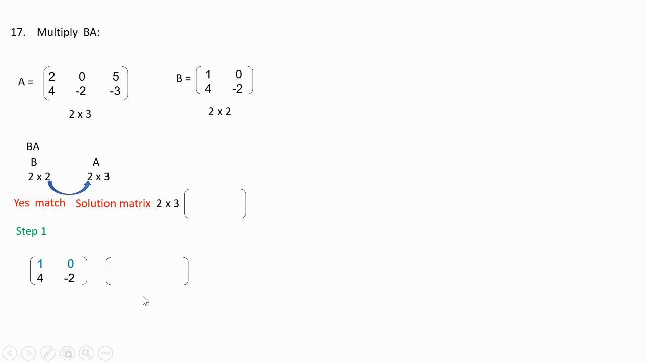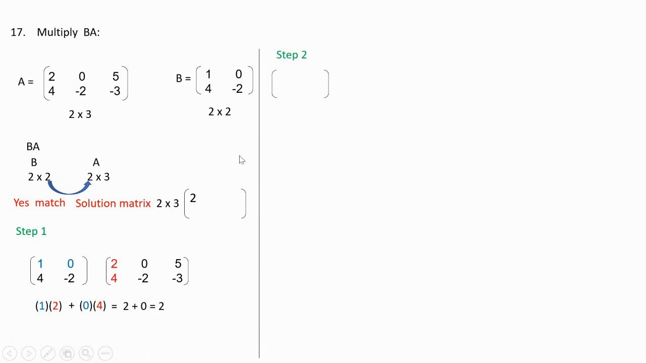So step 1, I'm going to multiply the first row on the first matrix times every column. That's why I put the rows in blue and the columns in red. So I'm going to multiply 1 times 2, 0 times 4. It's going to give us 2 plus 0, so the answer is 2. So 2 goes there.